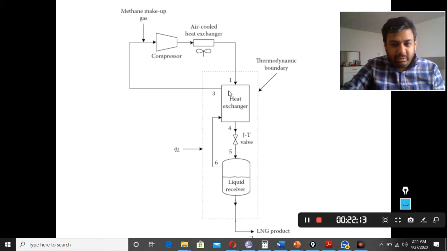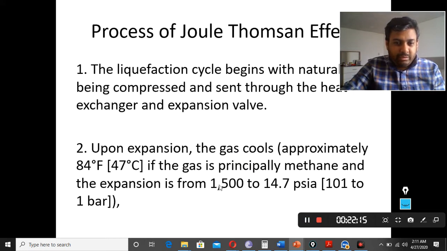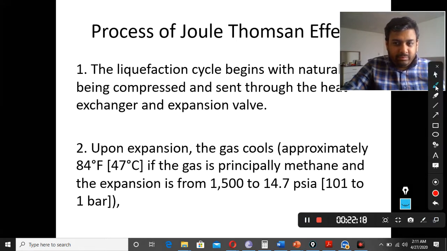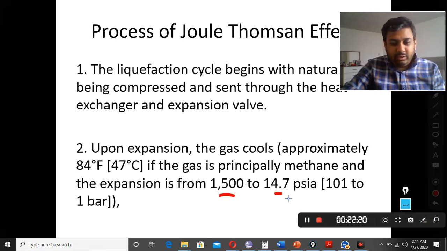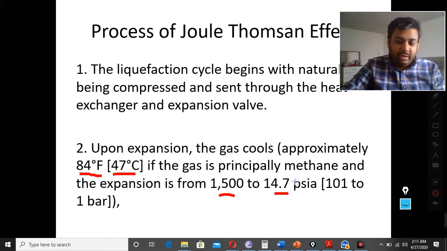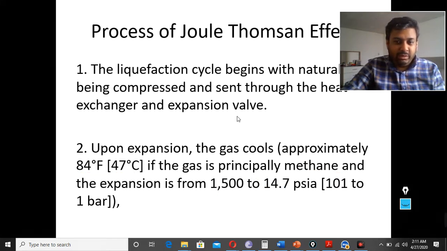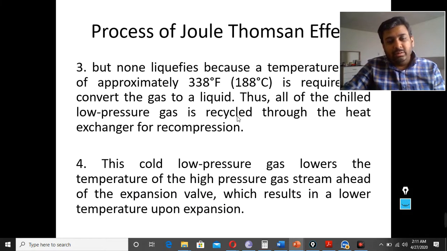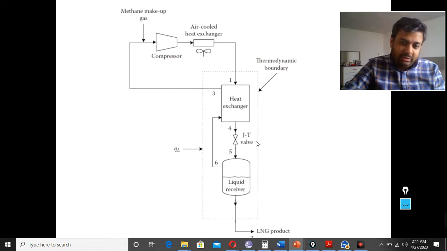Here in this heat exchanger, the gas is expanded from 1500 psi to 14.7 psi, and the temperature is around 47 degrees centigrade or 84 degrees Fahrenheit. Again, as I said, the gas is mainly methane. That's the main expansion we did here. But liquefaction does not happen here yet, it is just cooled, because the temperature needed is minus 161 degrees.